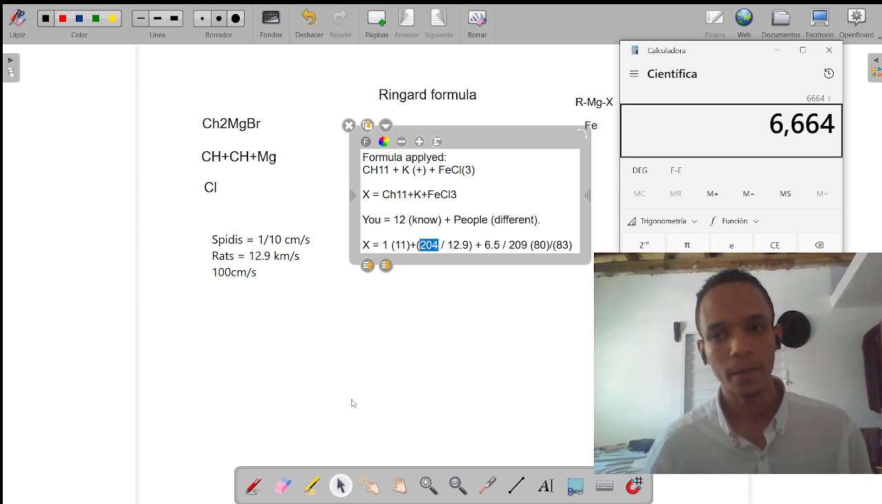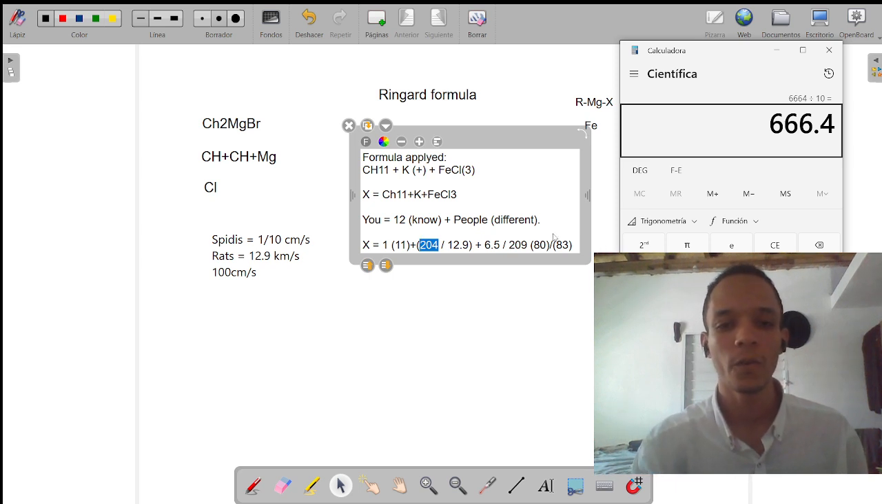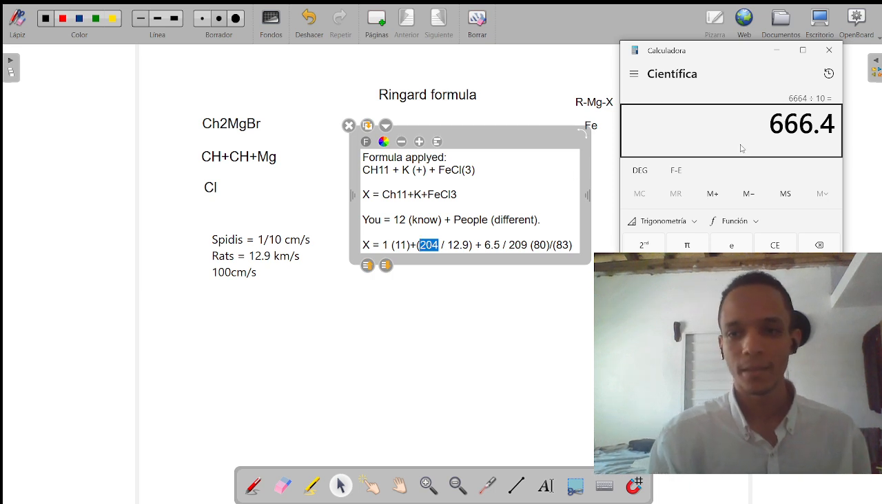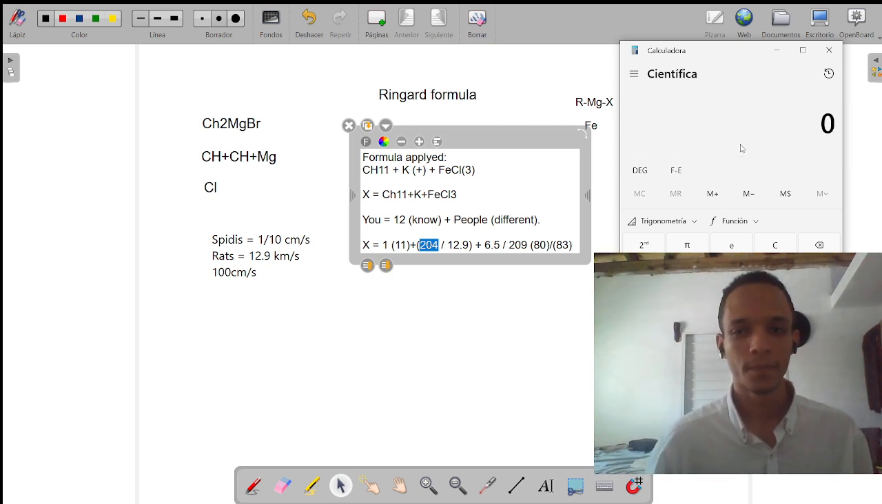6,664 divided by 10. This is 4 divided by 10. No, it's not that. Oh, yes, I know where it is coming from. You see, this 204, it is, let's see, 12.